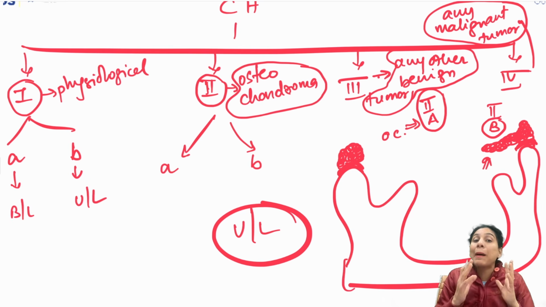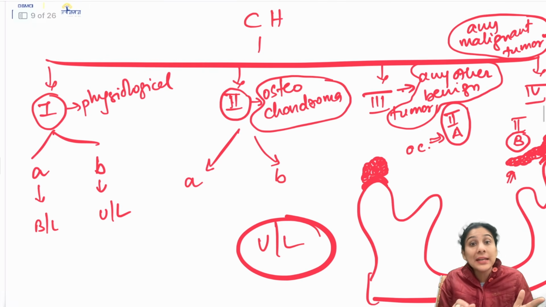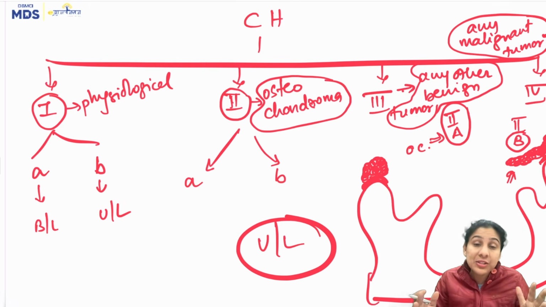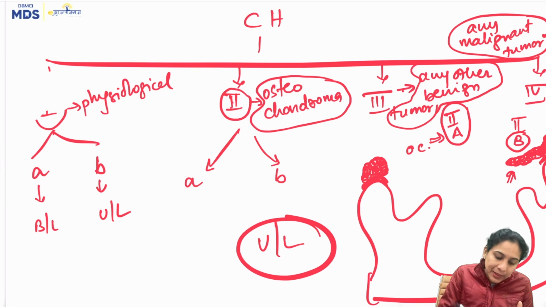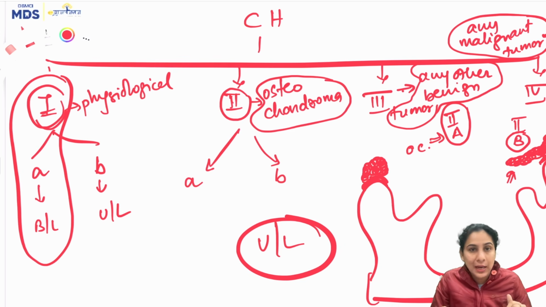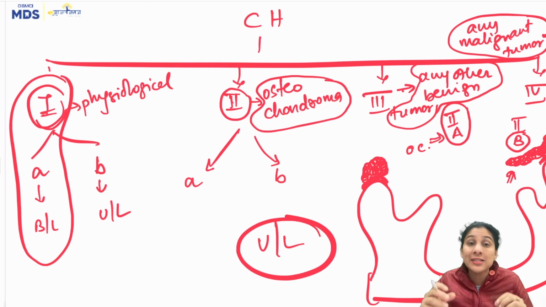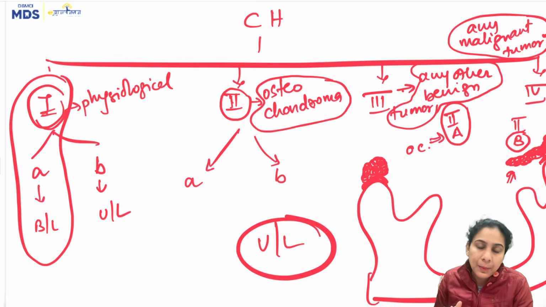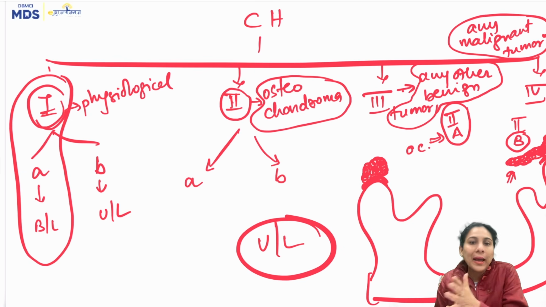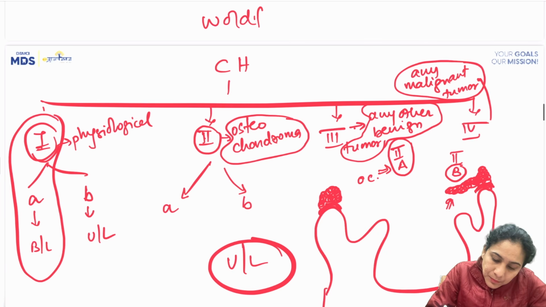Whereas only bilateral is present in type 1 because it's physiological growth and it can happen symmetrically on both sides. So the only bilateral case will be type 1A. This will be the only bilateral presentation of condylar hyperplasia on radiograph. So whenever you see a patient who has bilaterally enlarged condyles, you should be happy, oh, it's physiological. Because only abnormalities can be unilateral. So this is condylar hyperplasia and this is the Wolford's classification. You should all know it.